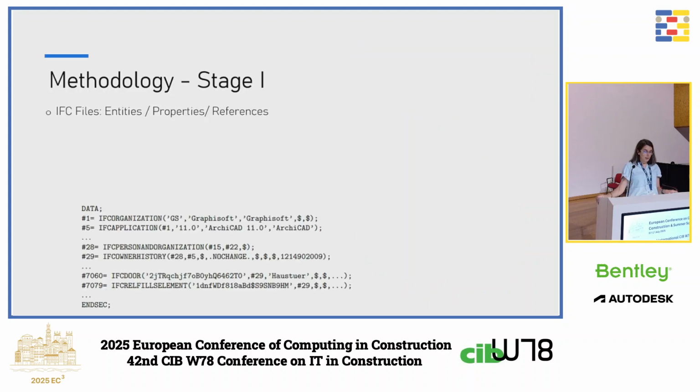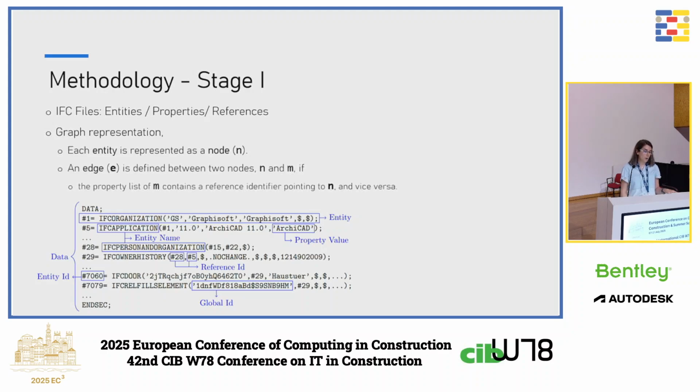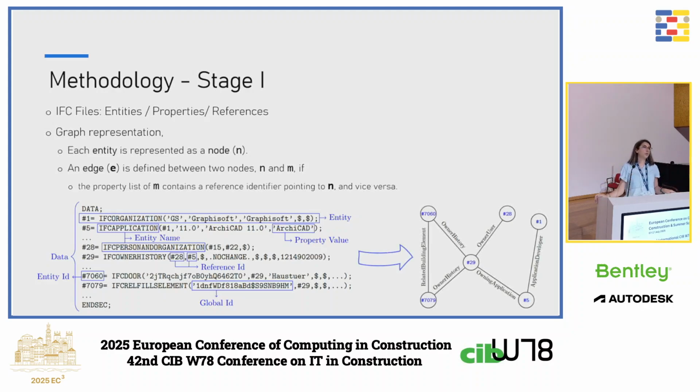Let's look in more detail at how we create this graph, considering IFC files have many entities, properties, and references. In order to create this graph representation, we consider each entity to be a node, and there is an edge between two entities if there are references between them. You can see how this complex part of an IFC file is transferred into a graph representation.